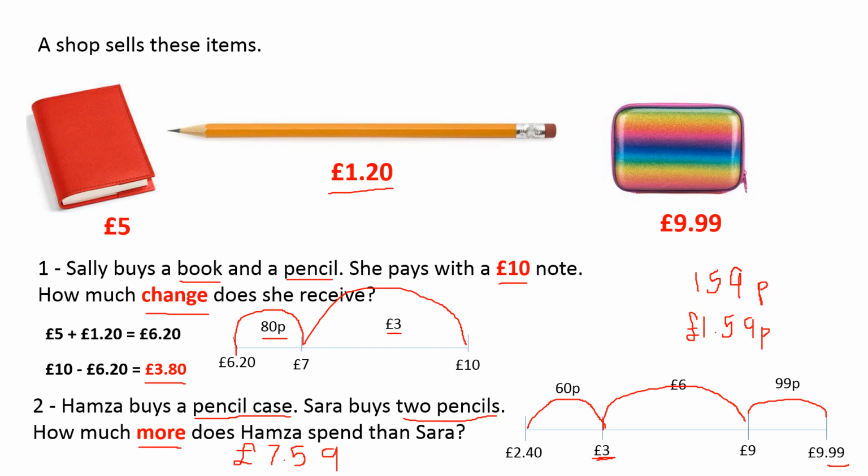So Hamza had originally bought the pencil case for £9.99 and Sarah had bought 2 pencils for £2.40, but Hamza spent £7 and 59 pence more than Sarah. Well done if you got that correct.